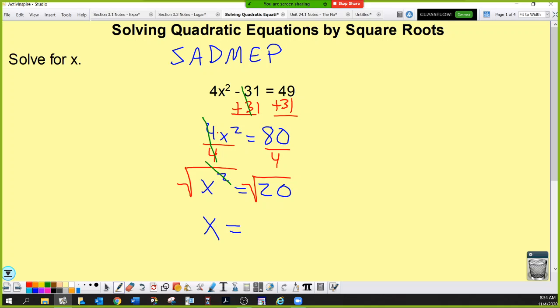It comes from the fact that when you square a positive number, you get a positive number. And when you square a negative number, you also get a positive number. Canceling that square with that square root creates this plus or minus symbol, which means you have 2 answers, a positive answer and a negative answer. Plus or minus the square root of 20.